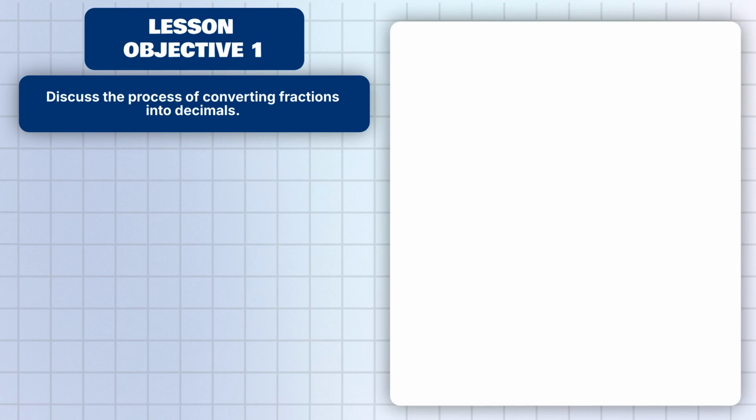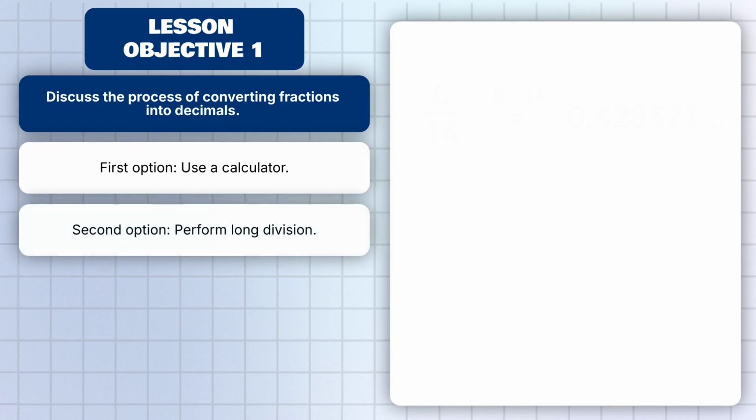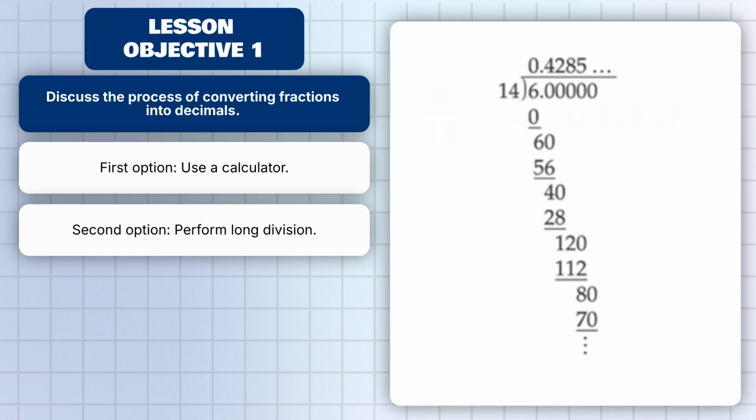To convert a fraction to a decimal, we have two options. The first option is using a calculator. If you need to convert 6 over 14 into a decimal, you can simply use a calculator and input 6 divided by 14. This gives the decimal 0.428571, etc. The other option, in case you are sitting a non-calculator paper, is performing long division. If a calculator is not available, perform long division.